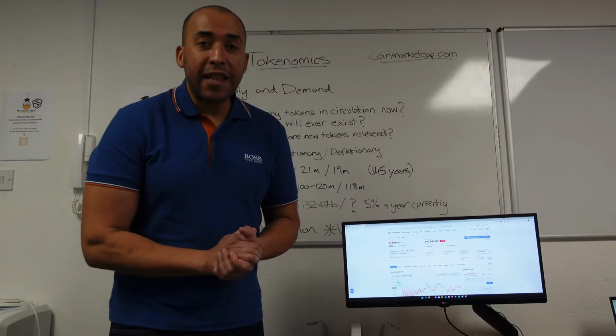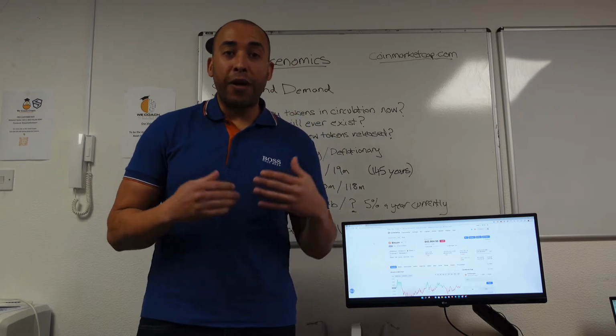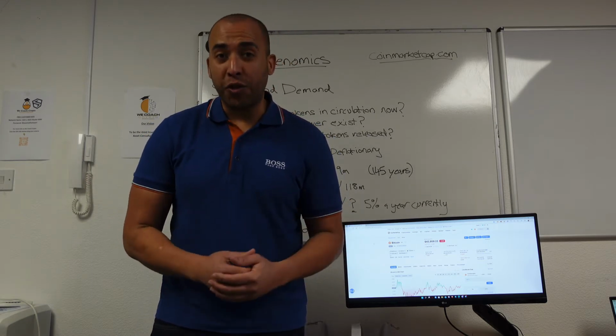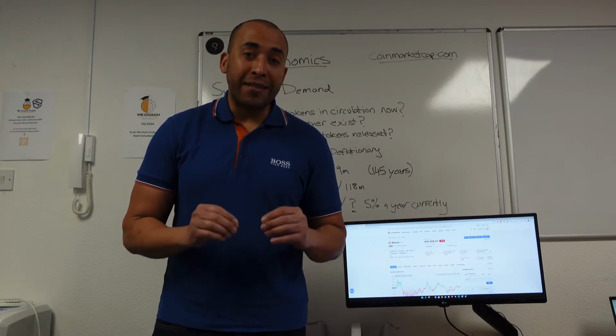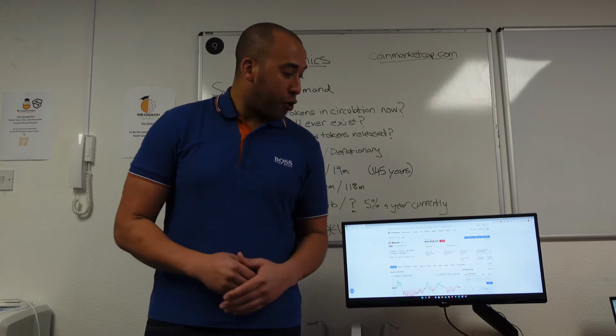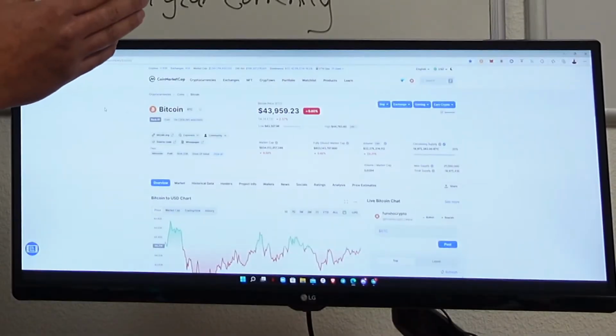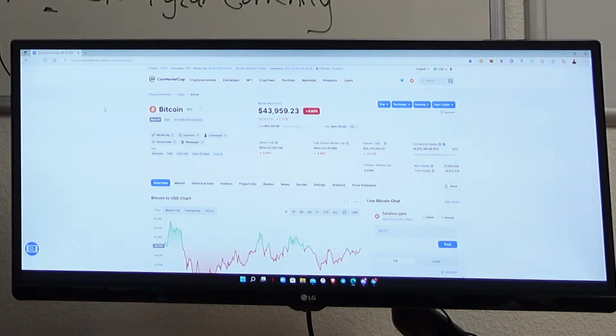Okay, so the first thing that you're going to want to do when we're talking about tokenomics is you need to have the right resource. Now, I find that the best place for you to find out tokenomics about any cryptocurrencies is coinmarketcap.com. So, once you're on coinmarketcap.com, then what you're going to want to do is click onto the corresponding cryptocurrency that you want to look into.